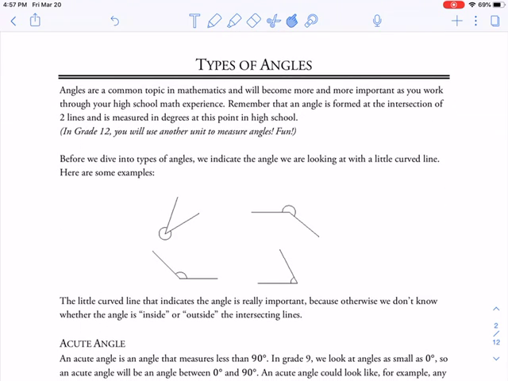This will be familiar to you from last year, okay? Just a heads up that this unit is actually quite similar to last year's grade 9 angles unit, but it is again in the grade 10 curriculum, so we're going to work on it.